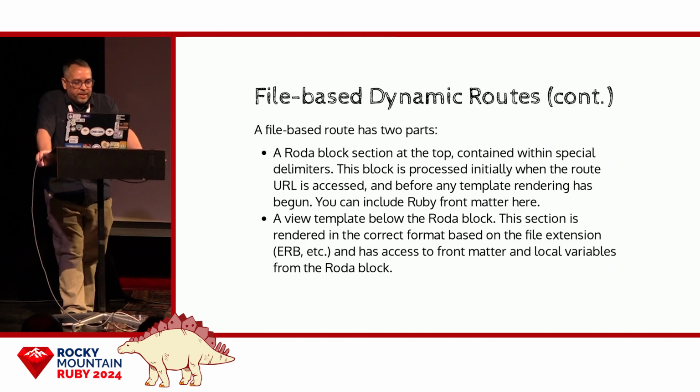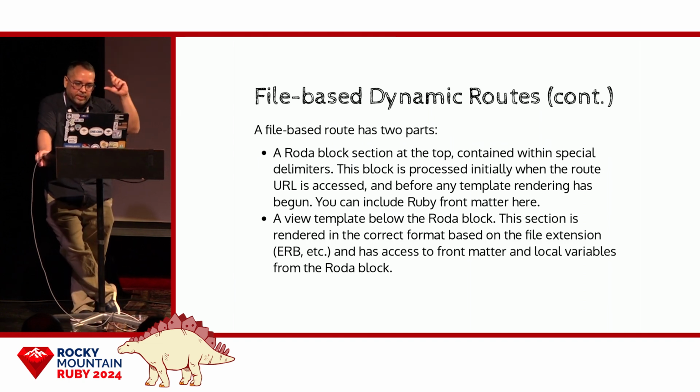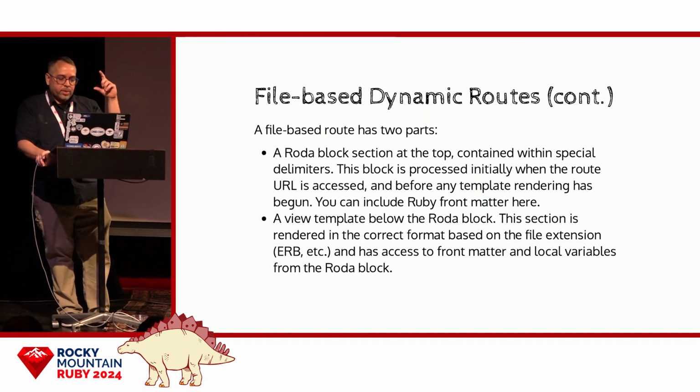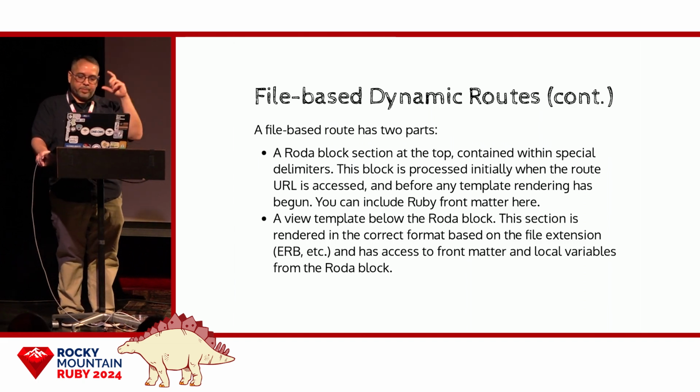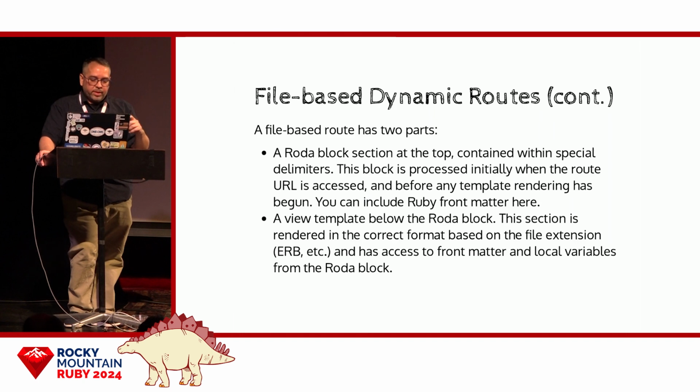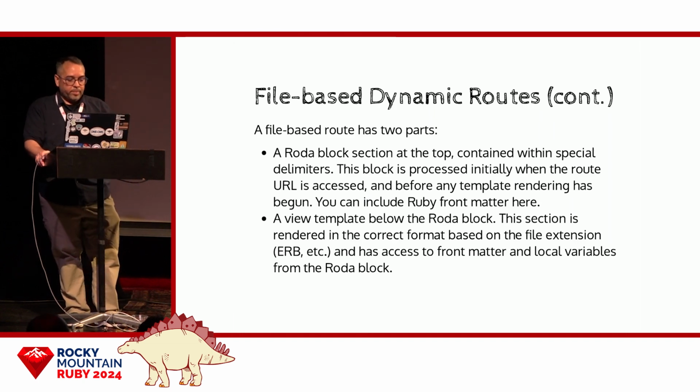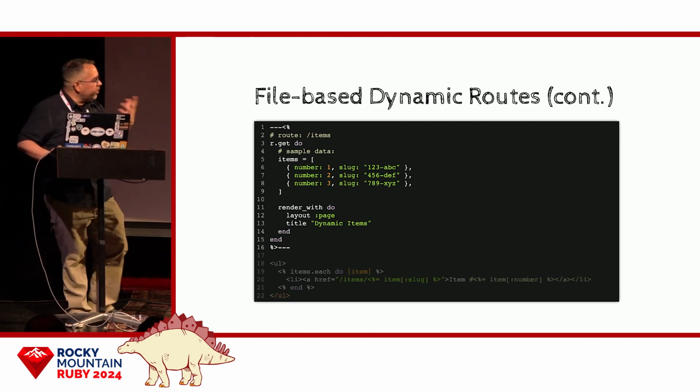So there's these two sections that I mentioned. At the top, you'll see in a second a Roda block section at the top, right? That has some special delimiter. And then underneath, you'll find the normal ERB template that can use and access, right? And can be manipulated by the Roda block. So let me show you with an example.